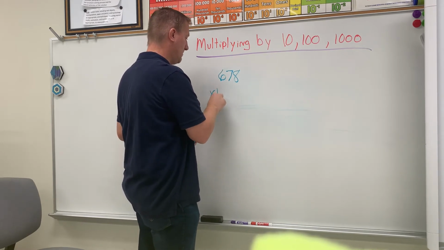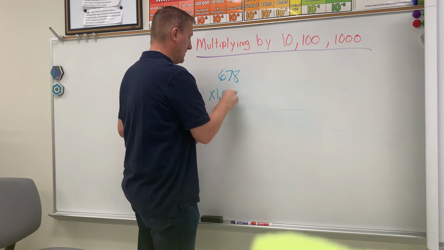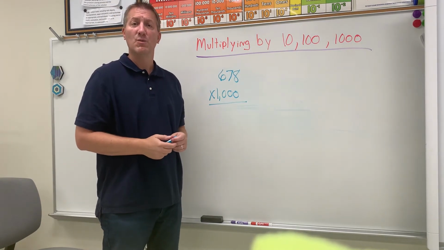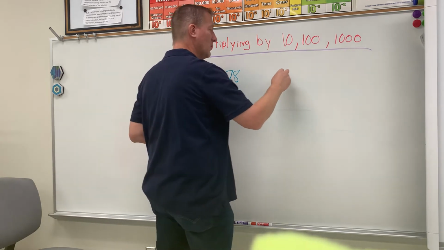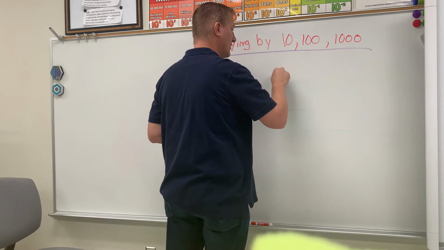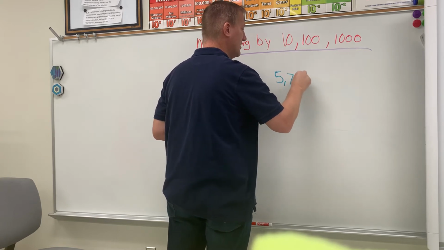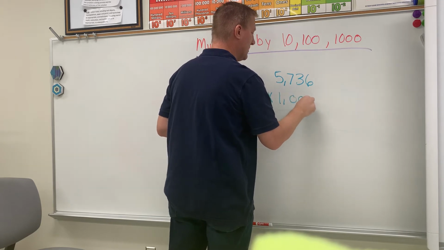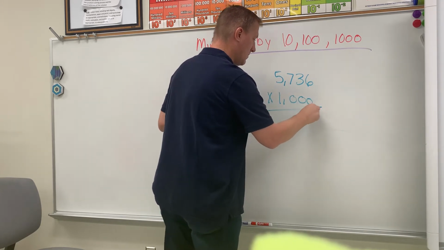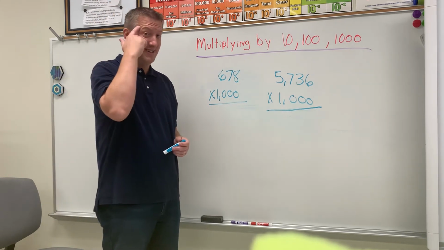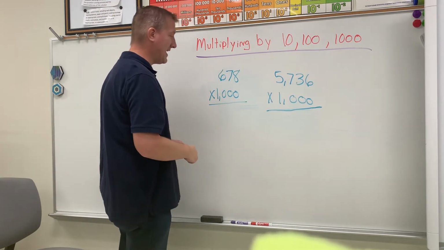So, 678 times 1,000. And then we're gonna do this big one. Watch this. We're gonna do 5,736 times 1,000. Wow, can you believe you're gonna do that problem? And you're gonna do it all right up here real fast.